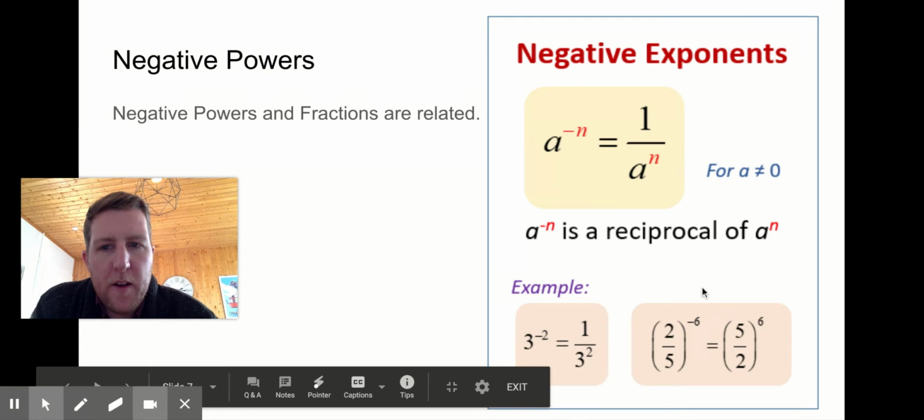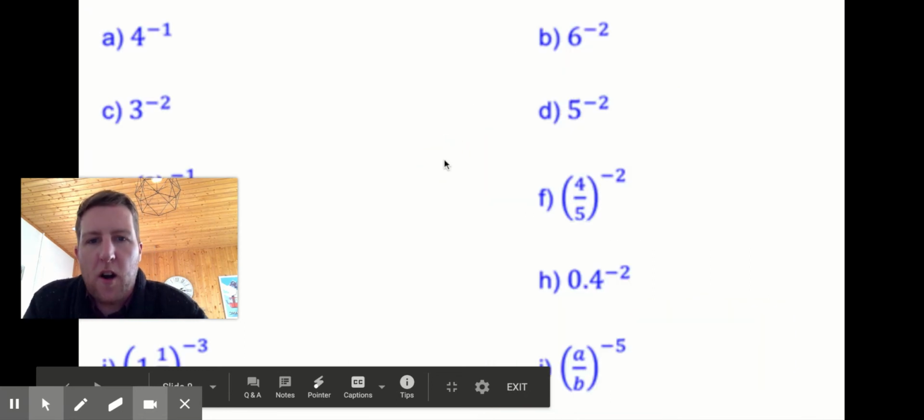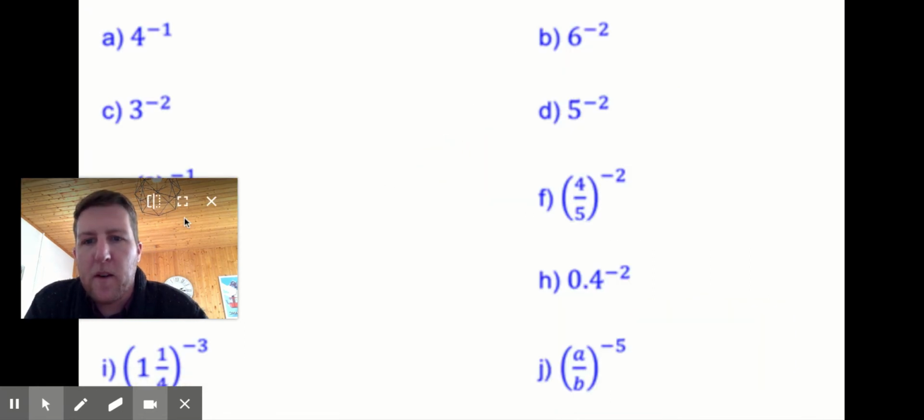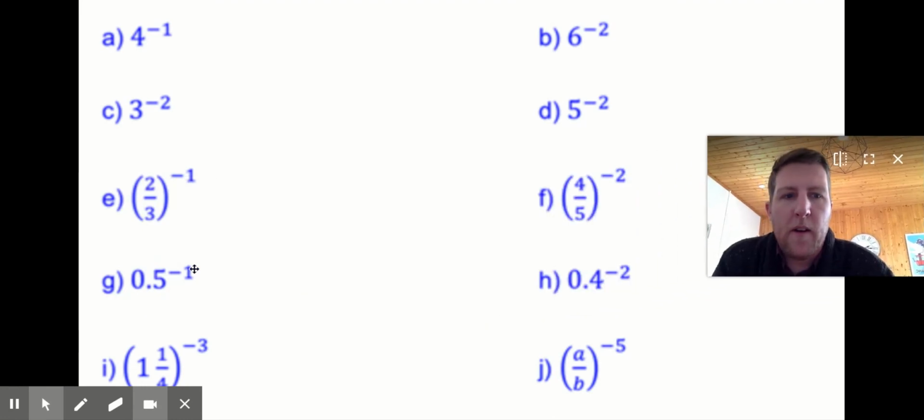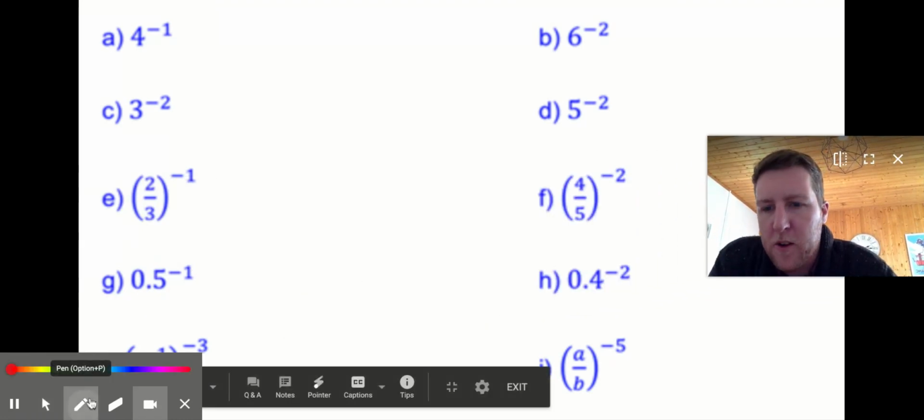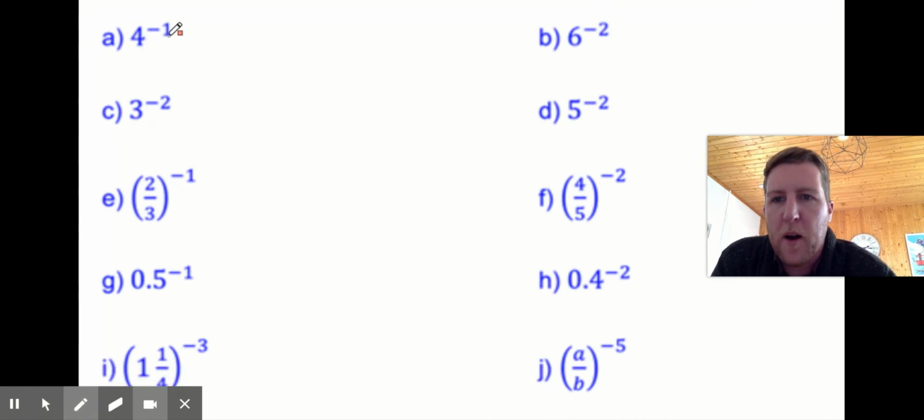On the next slide, I'm going to try and draw. I'm going to have to move my face around a bit. Excuse me. And I'm going to try and draw on the slide here the answers. So 4 to the power of negative 1. Remember, we turn it into a fraction. So 1 over, and we write the same thing, 4. But instead of writing a negative power, we write a positive power. So it's going to be 1 over 4 to the power of 1.